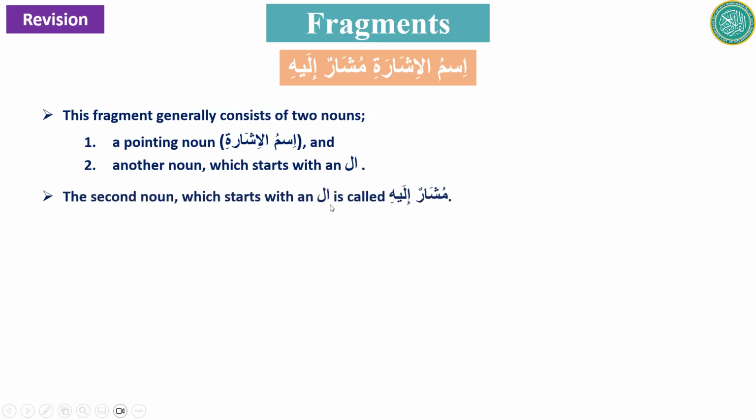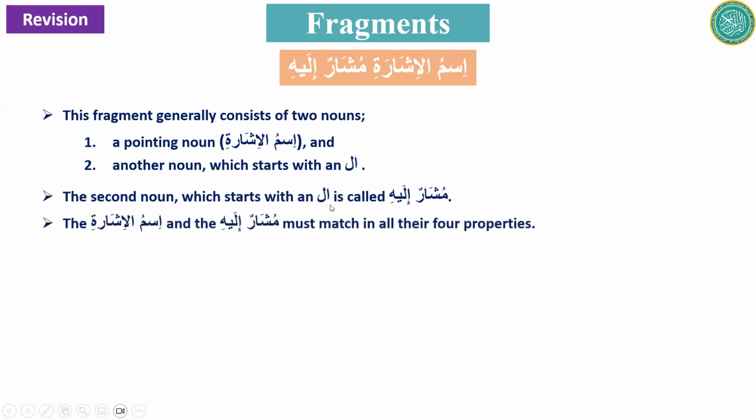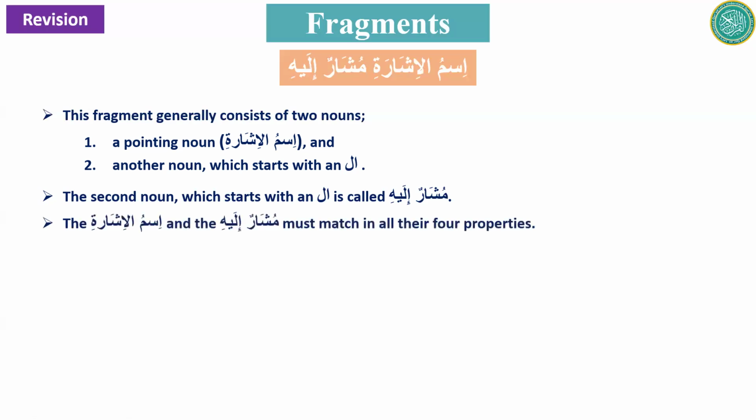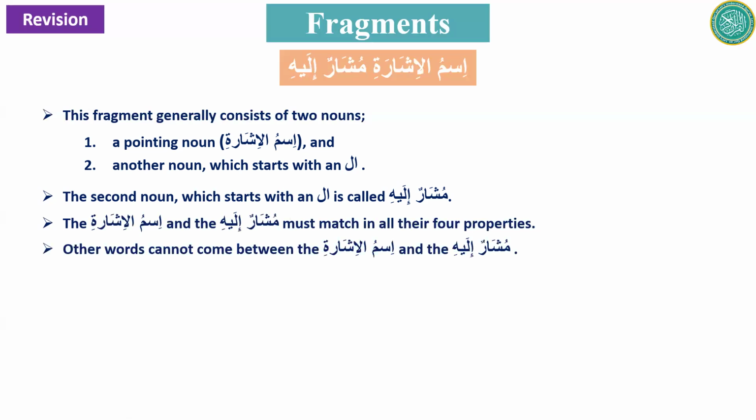And any other condition they have to meet? They have to match in 4 properties. And any other word can come in between or no? No. They have to be next to each other. For example, Hazal Muslimu: Ismul Ishara, and Al Muslimu starting with Al is called Musharun Alayhi, and they have to match with respect to status, gender, number, and type.